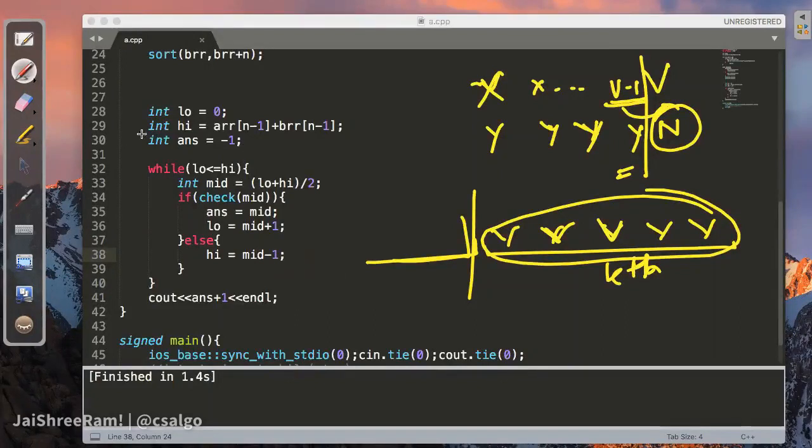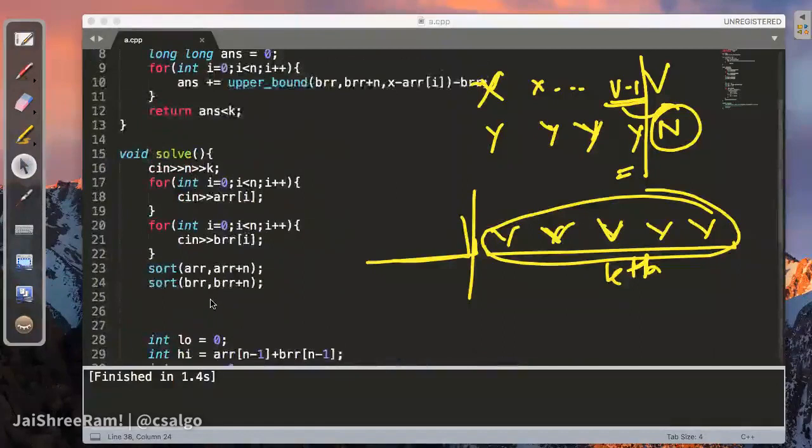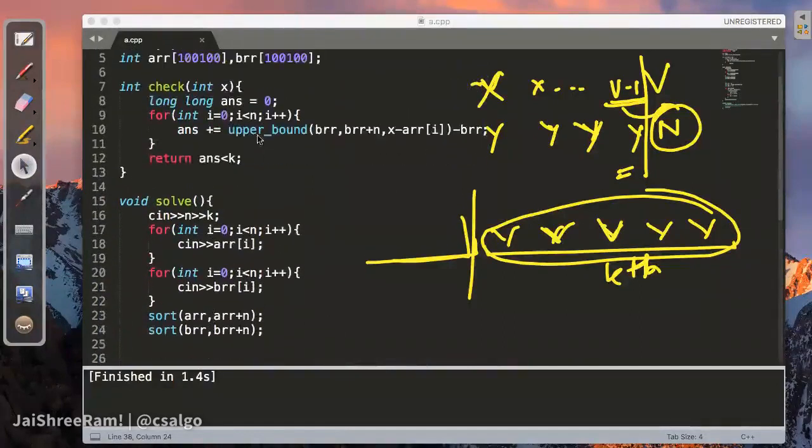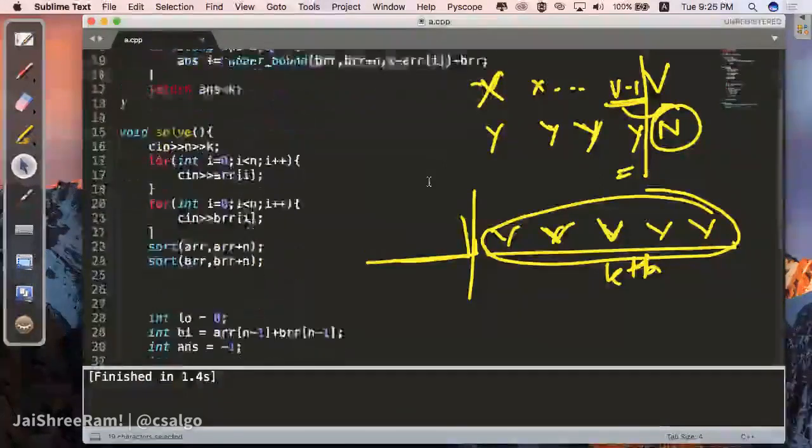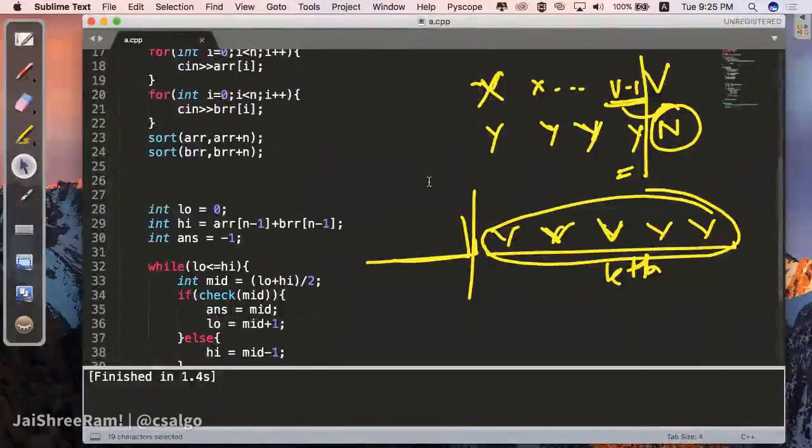And one more thing, in case these two arrays are not of the same size, which one of the arrays should you iterate on to be more optimal? Smaller, right? The smaller size, because the complexity is smaller multiplied by log of higher. This upper bound will work in log n, so log of the higher array size. So you should try to keep the log part for the larger one, so that the complexity is small. Makes sense?